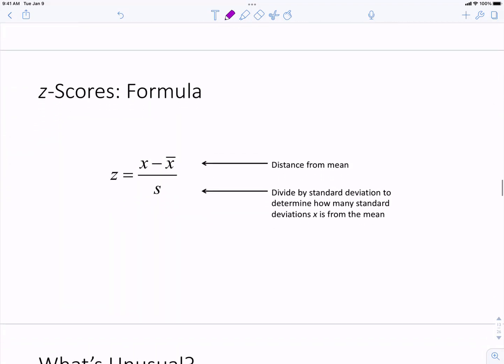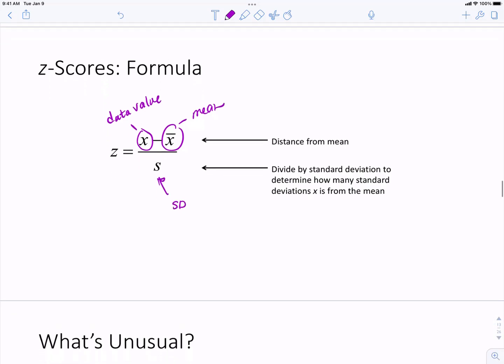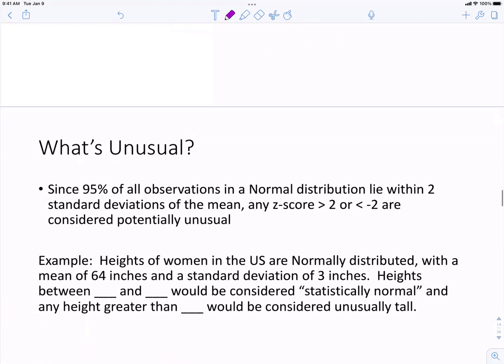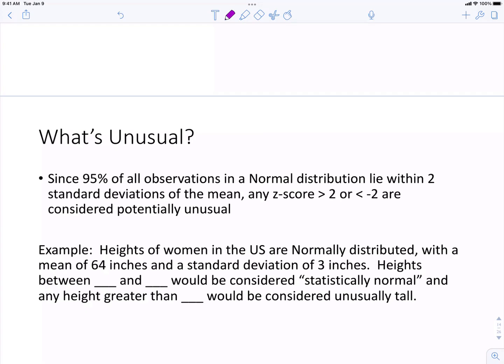And this is how your z-score is computed. You take your data value, and you subtract the mean, and you divide it by the standard deviation. Okay? So since 95% of all observations in a normal distribution are within two standard deviations of the mean, any z-score above 2 or below negative 2 is considered potentially unusual.